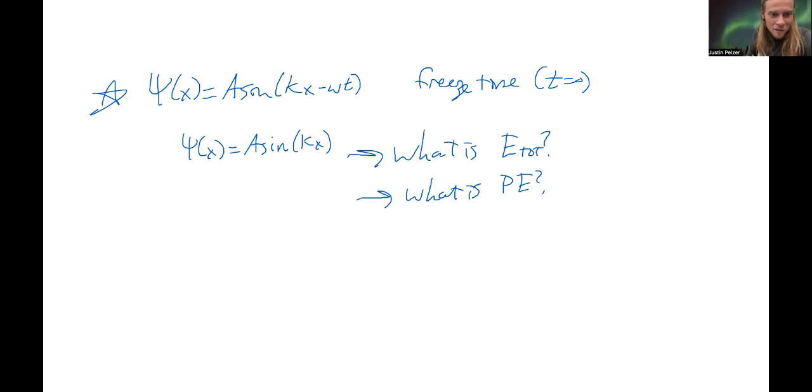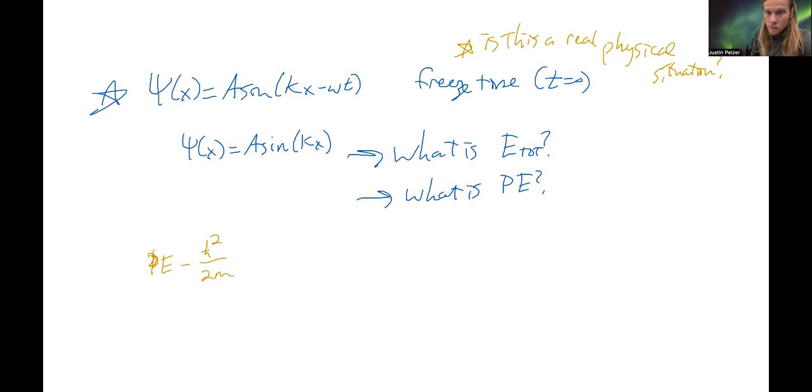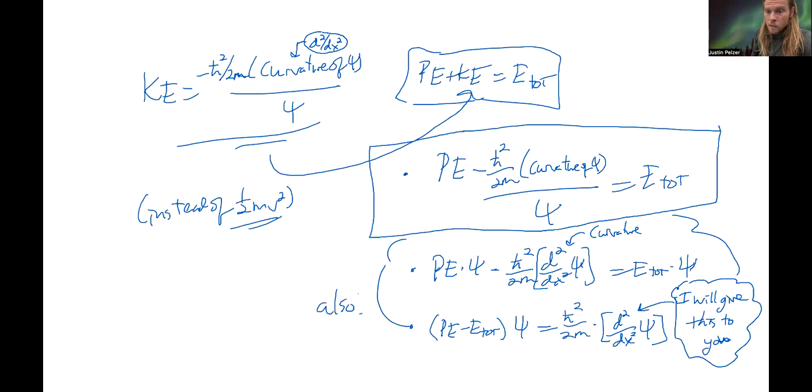Right? That's kind of like the side question. It's like, is this a real physical situation or realistic wave function? I don't know. Well, we know that it's a free particle, but let's say we didn't know that. So let's plug this in to Schrodinger's equation and see what we get. So here's what we get. So we get potential energy, right, minus h bar squared over 2m. I'm going to plug it into this one. Again, I'm typically doing this one, right?